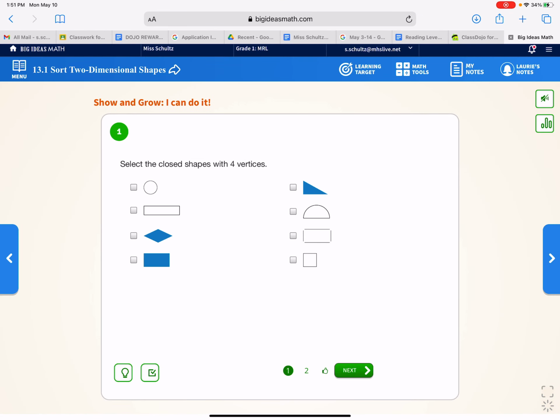Hi, students. In math, we are going to be learning a new section with shapes. So I'm really excited that we're learning something a little bit different. But I want to review some important terms with you guys.